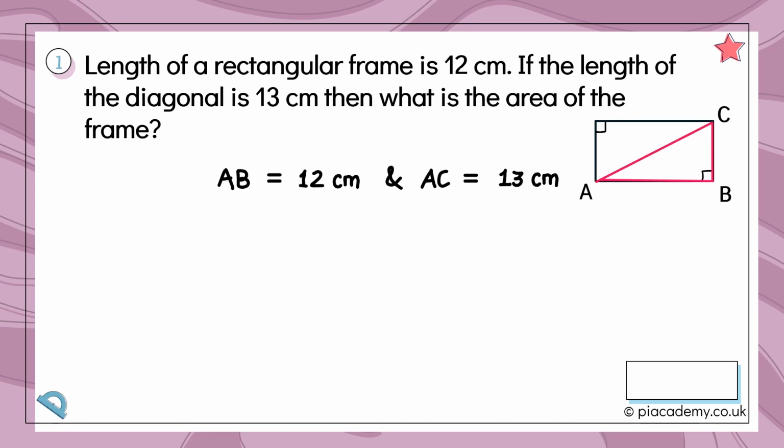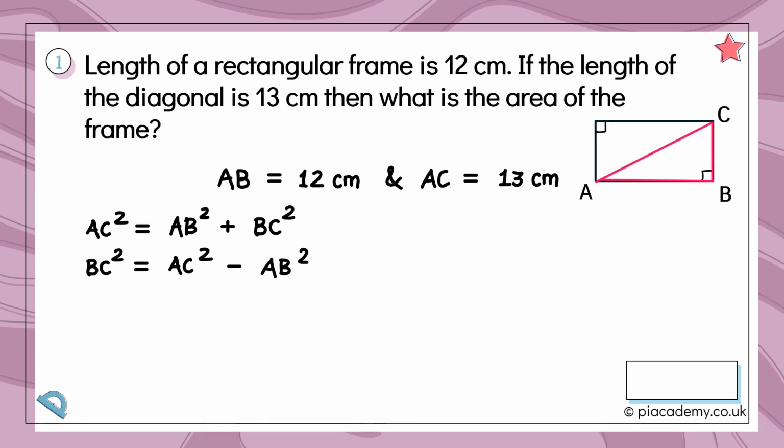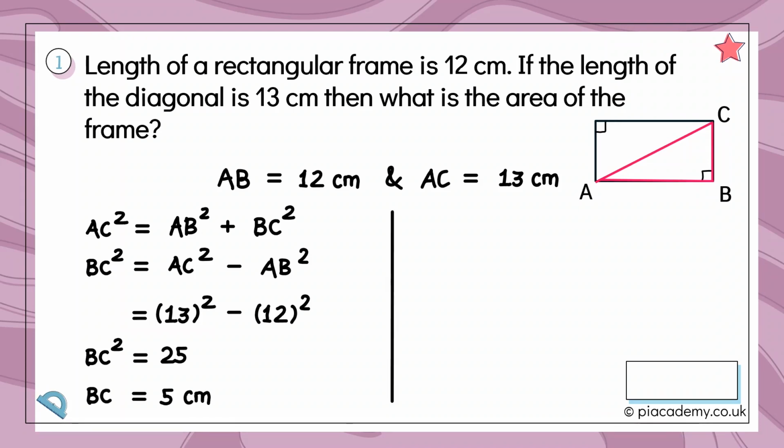Moreover, we can see that ACB is a right angle triangle. Using the Pythagoras theorem, we can write AC squared is equal to AB squared plus BC squared. Let us rearrange this equation so that it looks like BC squared being equal to AC squared minus AB squared. Now we have the values, so we better plug them in, and what we get after that is 13 squared minus 12 squared is equal to BC squared. Thereby, we get BC squared equal to 25. So we can write that BC is equal to 5 centimeters.